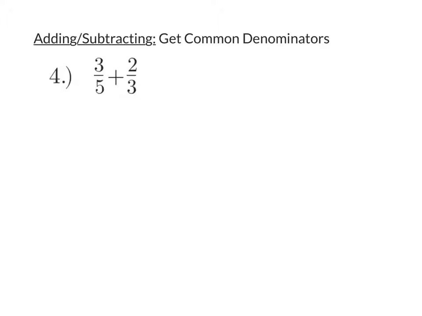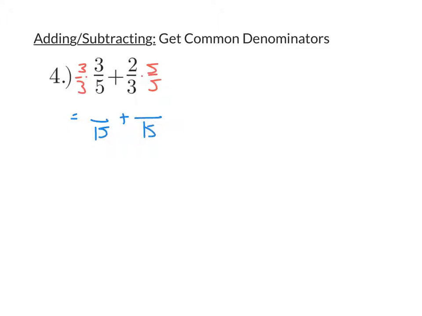When it comes to adding and subtracting, we think about the basic rules for adding and subtracting fractions, and that is to get common denominators. That would mean my first fraction, I would have to multiply by 3 over 3. And in the second fraction, I would multiply by 5 over 5. That would give me a common denominator in both fractions of 15.